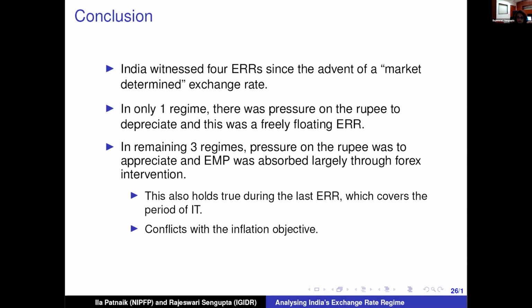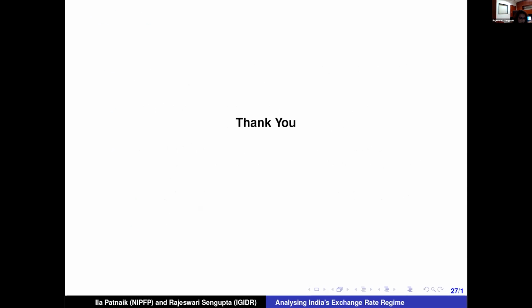In the remaining 3 regimes, the pressure on the rupee was to appreciate, and the RBI intervened to buy dollars and sell rupees in the market. Reserves went up, and EMP was absorbed largely through foreign exchange intervention. This also holds true during the last era, which is what is currently on, which covers the period of inflation targeting. And in the impossible trilemma framework, that can potentially conflict with an inflation targeting objective if the central bank is also trying to intervene in the currency market to stabilize the exchange rate, even as we have an open capital account.